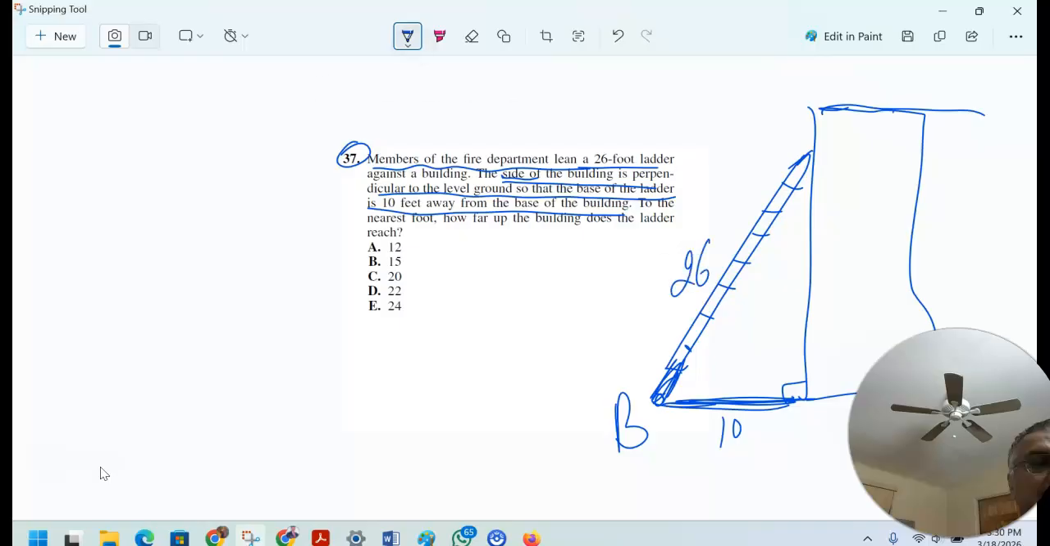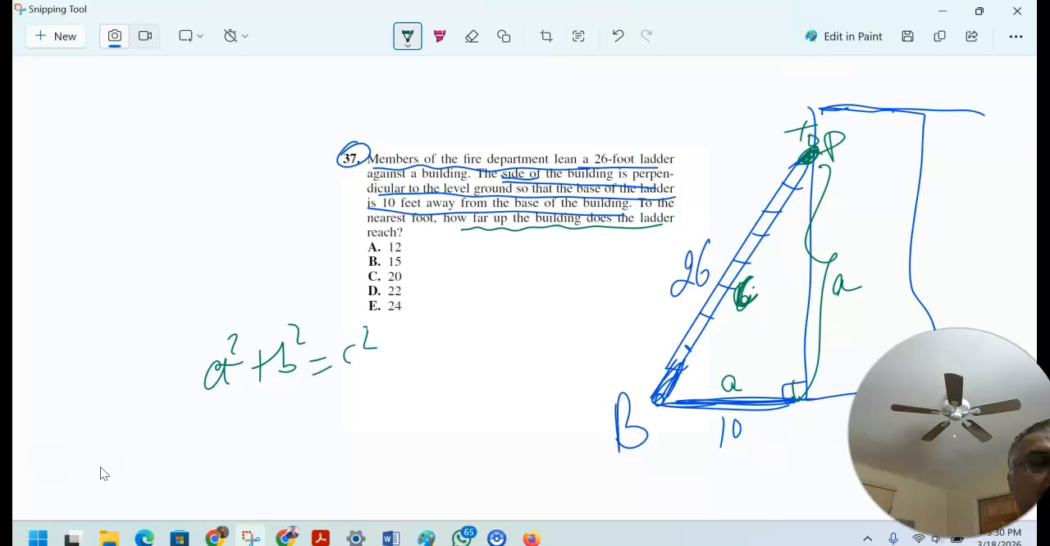So the question is how far up the building does the ladder reach? This is the top of the ladder, and how much is this distance? Now, one way most students do it is this is A and this is B, so this is C, and use the Pythagorean formula. A squared plus B squared equals C squared, and you know A is 10, B is what we need to figure out, and C is 26.